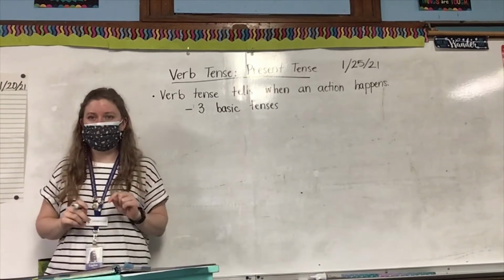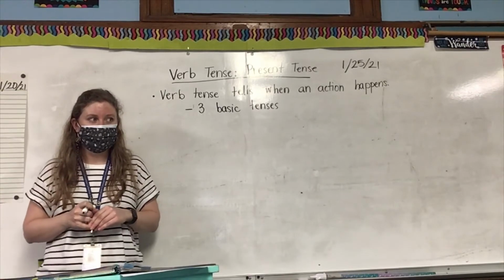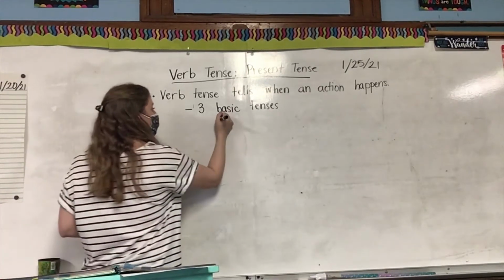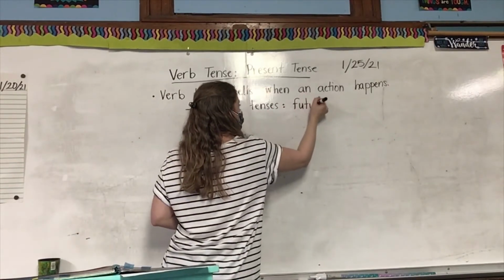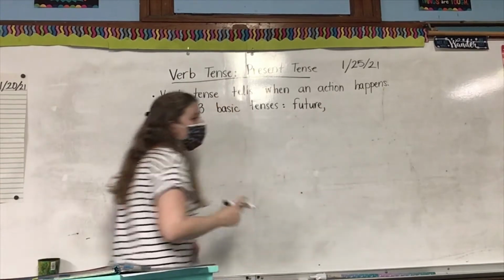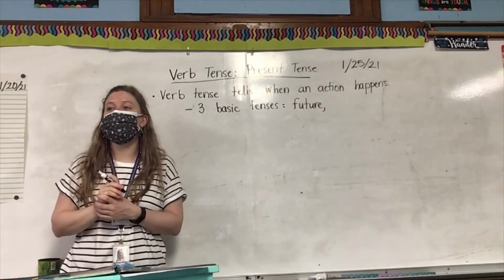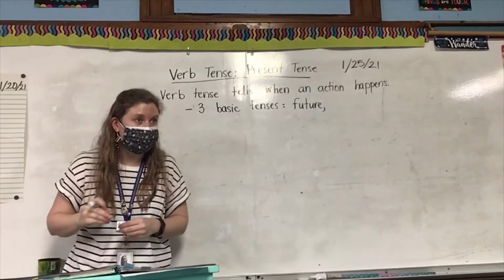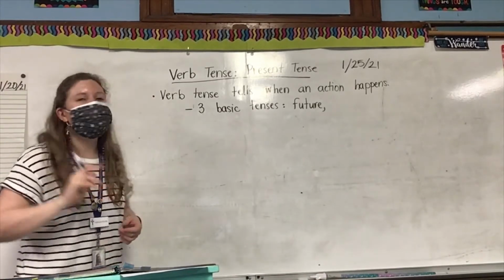Who remembers from the video what one of the 3 basic tenses are? Mason. Future. There's future tense, which means when did the verb happen? If something is written in future tense, when did the action happen? Mason? It will happen. It hasn't happened yet. It didn't happen in the past, but it will happen. What's another one?